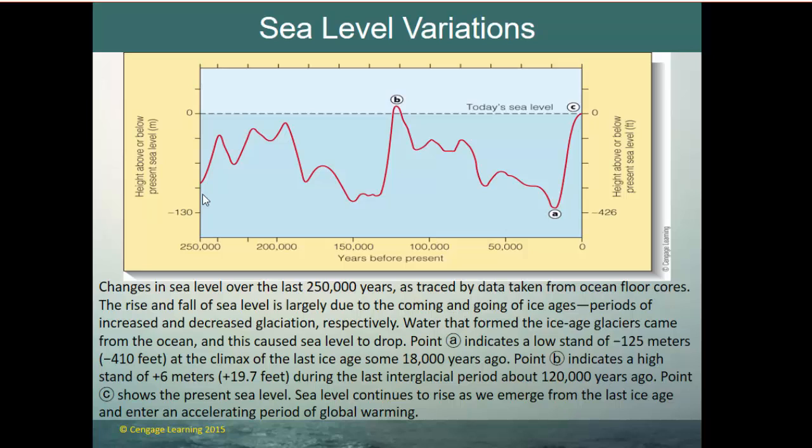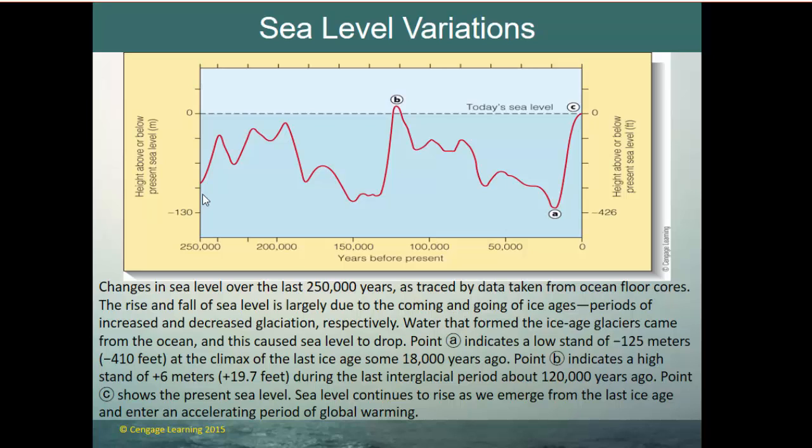And what this graph is showing us is how sea level has changed, and dramatically at times, over the last 250,000 years. And this data is taken from ocean floor cores, and those ocean floor cores give us a very good idea of the temperature at the time, and knowing the temperature gives us an idea of how much of the ocean water is locked up in the ice during the ice ages. So the rise and fall of sea level is largely due to the coming and going of ice ages, periods of increased and decreased glaciation.